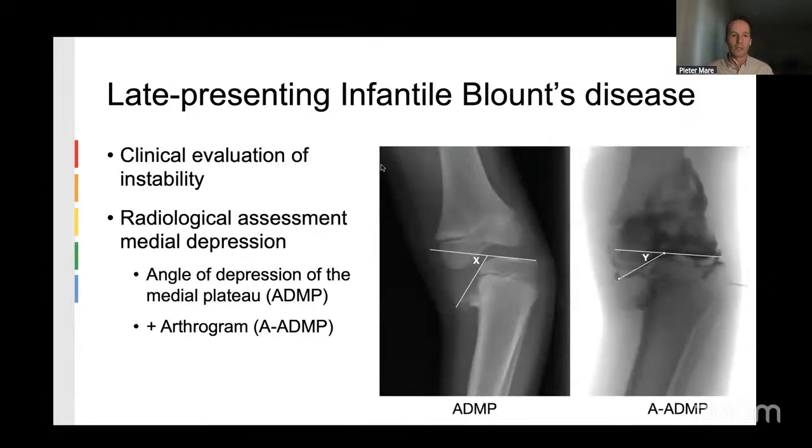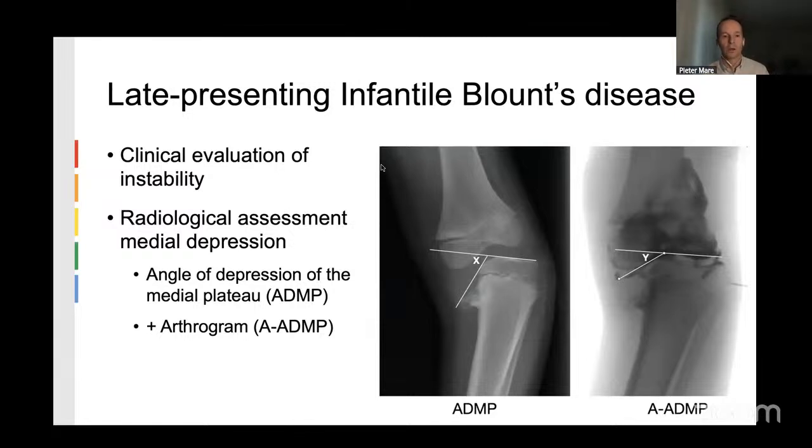So we have to quantify this, both in the clinical evaluation of the knee instability that we grade, and then also a radiological assessment of the medial depression. Now, you can do this with an MRI if you have that available. Unfortunately, we don't have that available for most of our children.